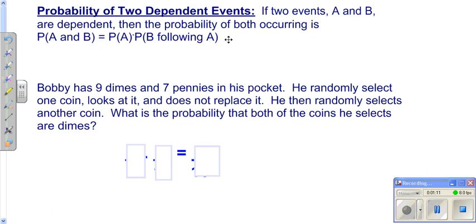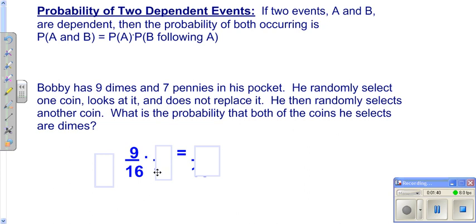However, if what you do the first time affects what you could get the second time, then you multiply, but your second probability is affected by your first probability. Still the same situation, but instead of putting the coin back, he keeps it out. So, probability of getting 2 dimes, well, there's still 9 dimes out of 16 possibilities. But now he's keeping that dime in his hand.